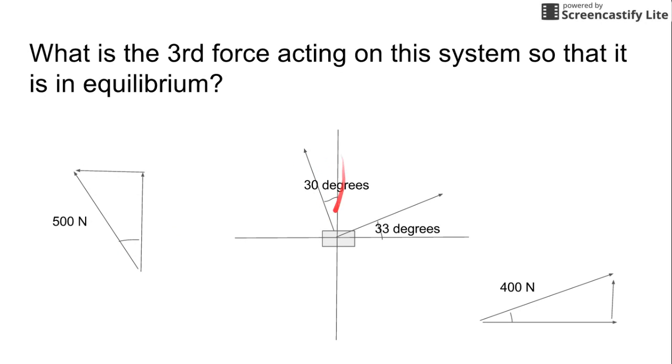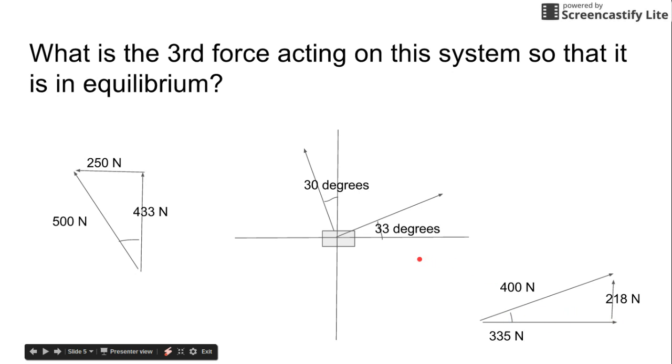There's a part that's pulling it to the left. There's also a part that's pulling it up and down. The part that's pulling it up and down will be this side of the triangle. The part that's pulling to the left is this side of the triangle. The resulting force is 500 newtons. Same thing with this one. We have 400 newtons going this way. There's a part of that 400 newtons going up, and a part of that 400 newtons going to the right.